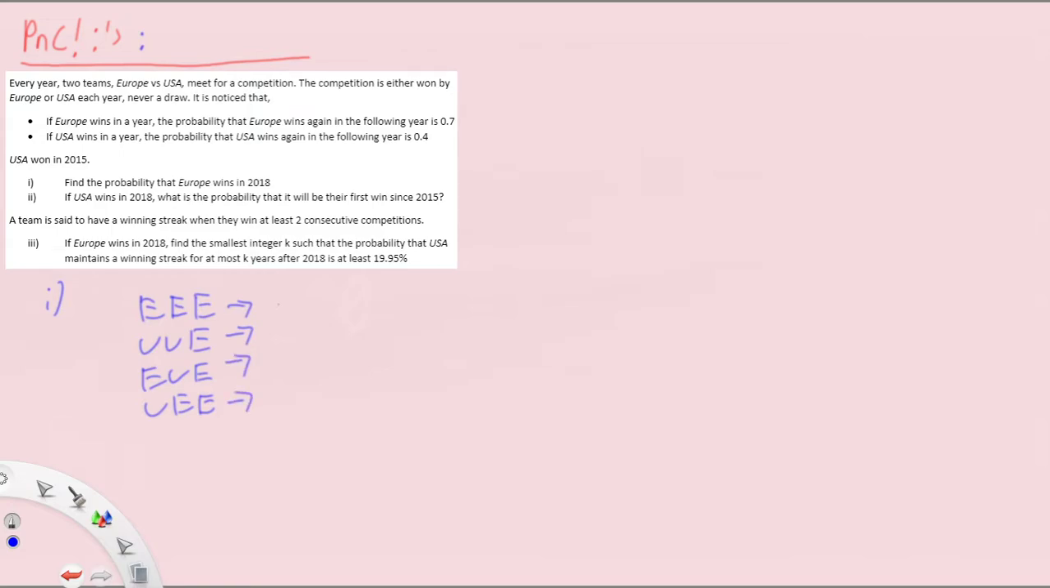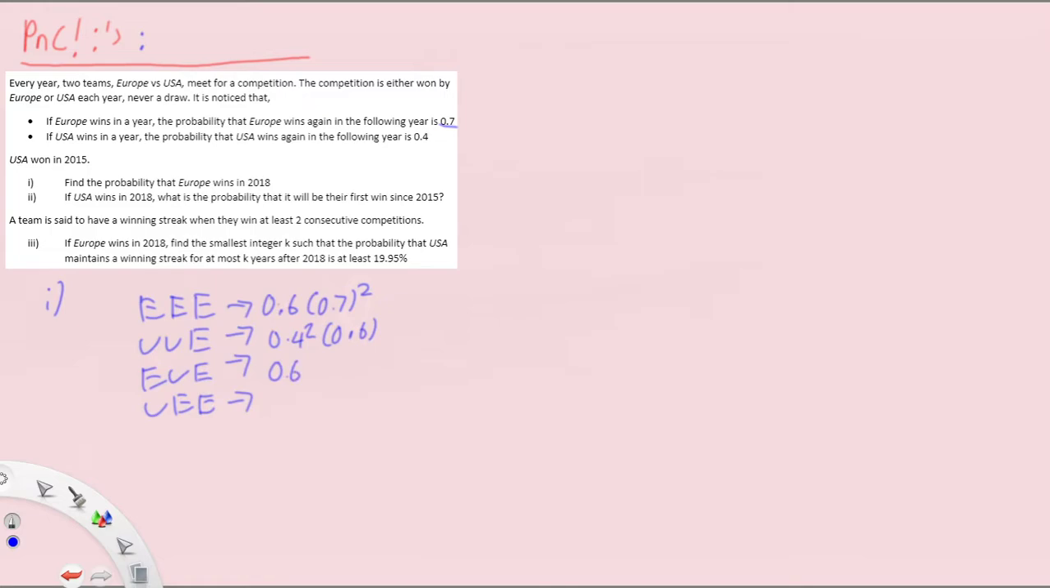So Europe winning after USA in 2016 would be 0.6. Take note it's not 0.7, because the context is that USA won in 2015. Thereafter, Europe winning twice after that, so it's 0.7. USA winning twice after 2015 would be 0.4 squared. Then Europe winning after USA has won is 0.6, again not 0.7. Europe winning after USA is 0.6.